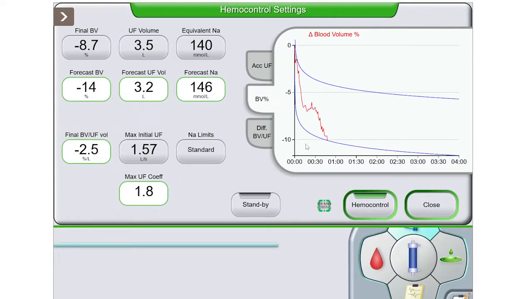So if we go into HemoControl here, first off on this blood volume screen, we can see that the blood volume has dropped down to the bottom of the limits that we've set, and it's going to want us to make an adjustment. So for a quick second here, before we go through this, I just want to look at another screen so you can see what HemoControl has done in response to this drop in blood volume.